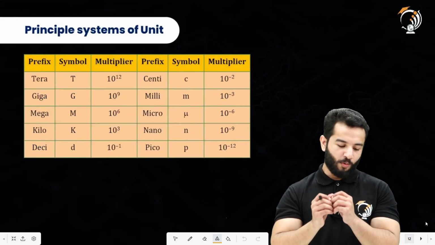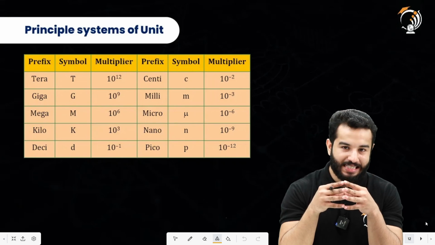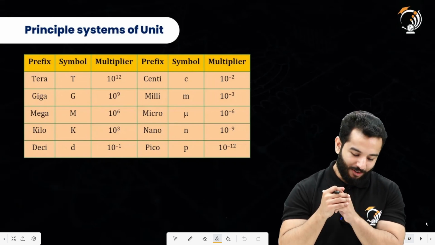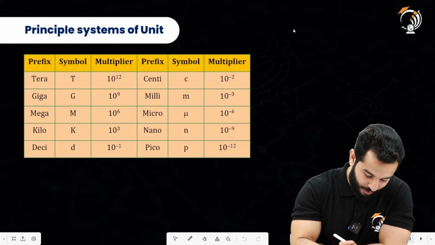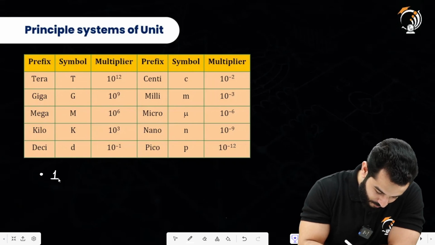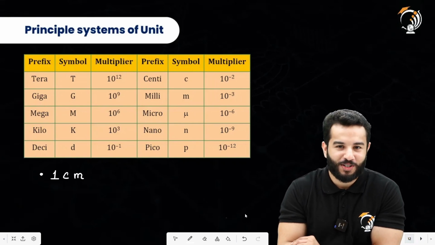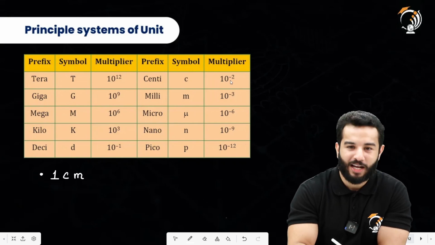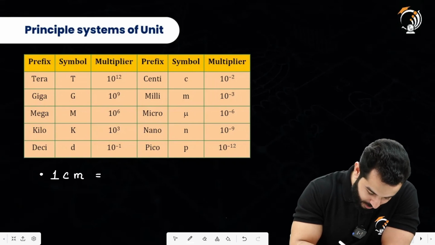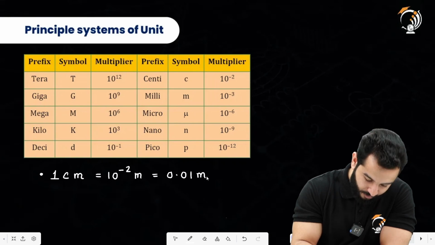Now we are going to talk about the principal system of units. In this, we are going to talk about some prefixes and their multipliers. Now this is very easy. We always use centimeter, right? We always use 1 centimeter. We often don't realize it, but this centi is nothing but a prefix, and centi has a multiplier of 10 to the power minus 2. So this can be written as 10 to the power minus 2 times meter, which is 0.01 meter, right?